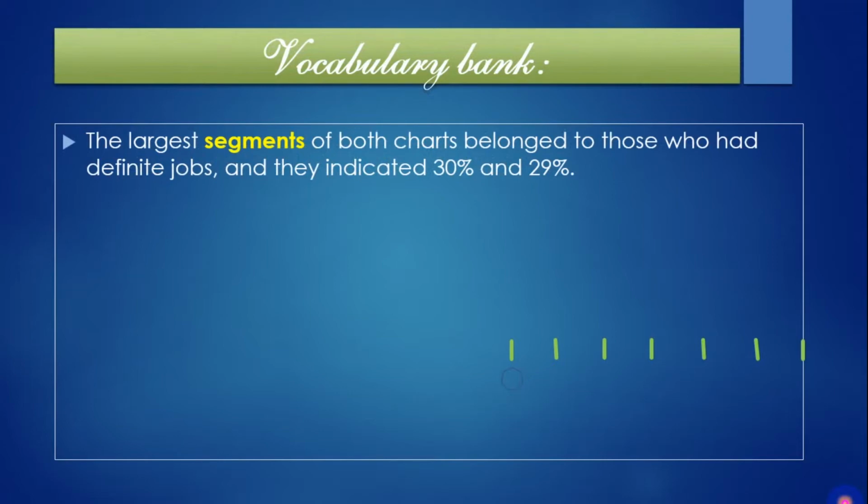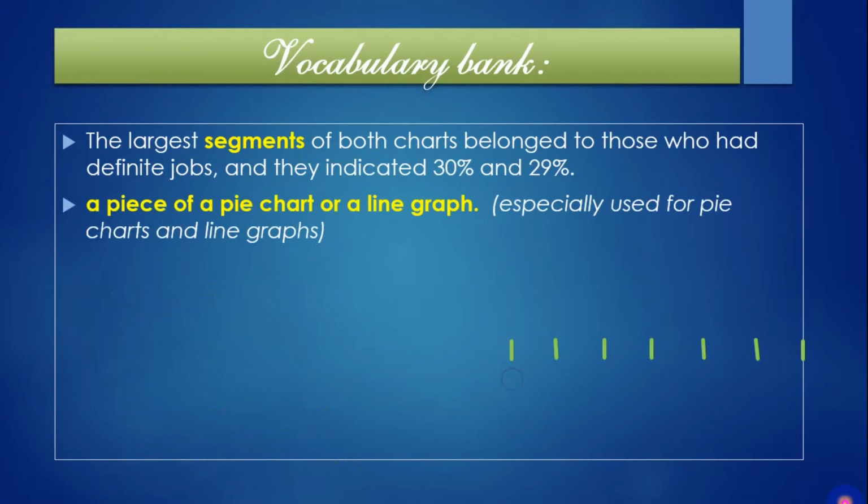Segment. Listen to my example. I have used it in a full sentence. The largest segments of both charts belonged to those who had definite jobs, and they indicated 30% and 29%. What is a segment? Segment is a piece of pie chart or a line graph. So it means that it is especially used for pie charts and the line graphs.